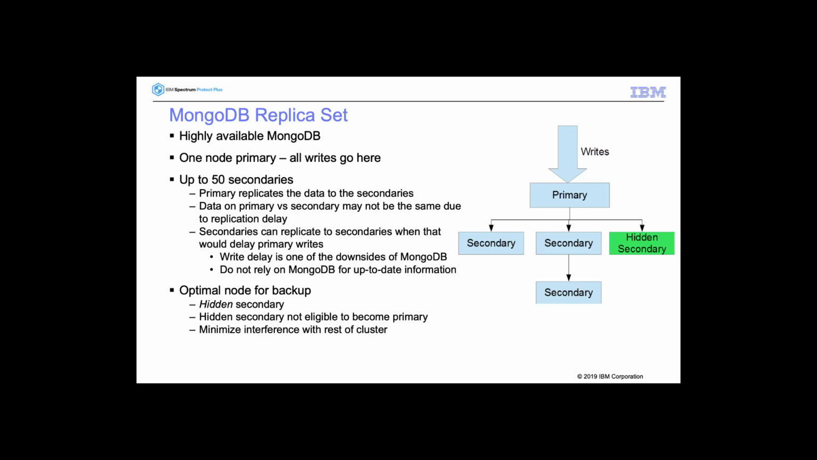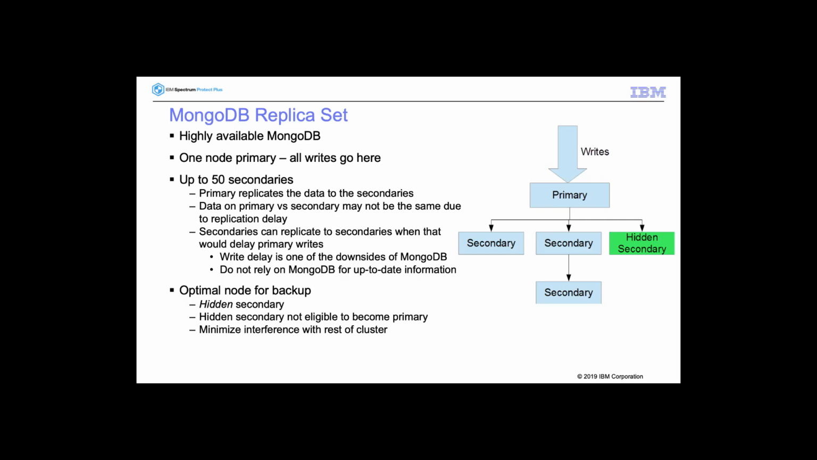So with a replica set, there's going to be one primary node where all the writes are written to, and up to 50 secondary nodes. What happens with the secondaries is the primary replicates the data to the secondaries, but of course, just like any of these other replica technologies, there may be some delay in the replication due to the speed of the network, etc.